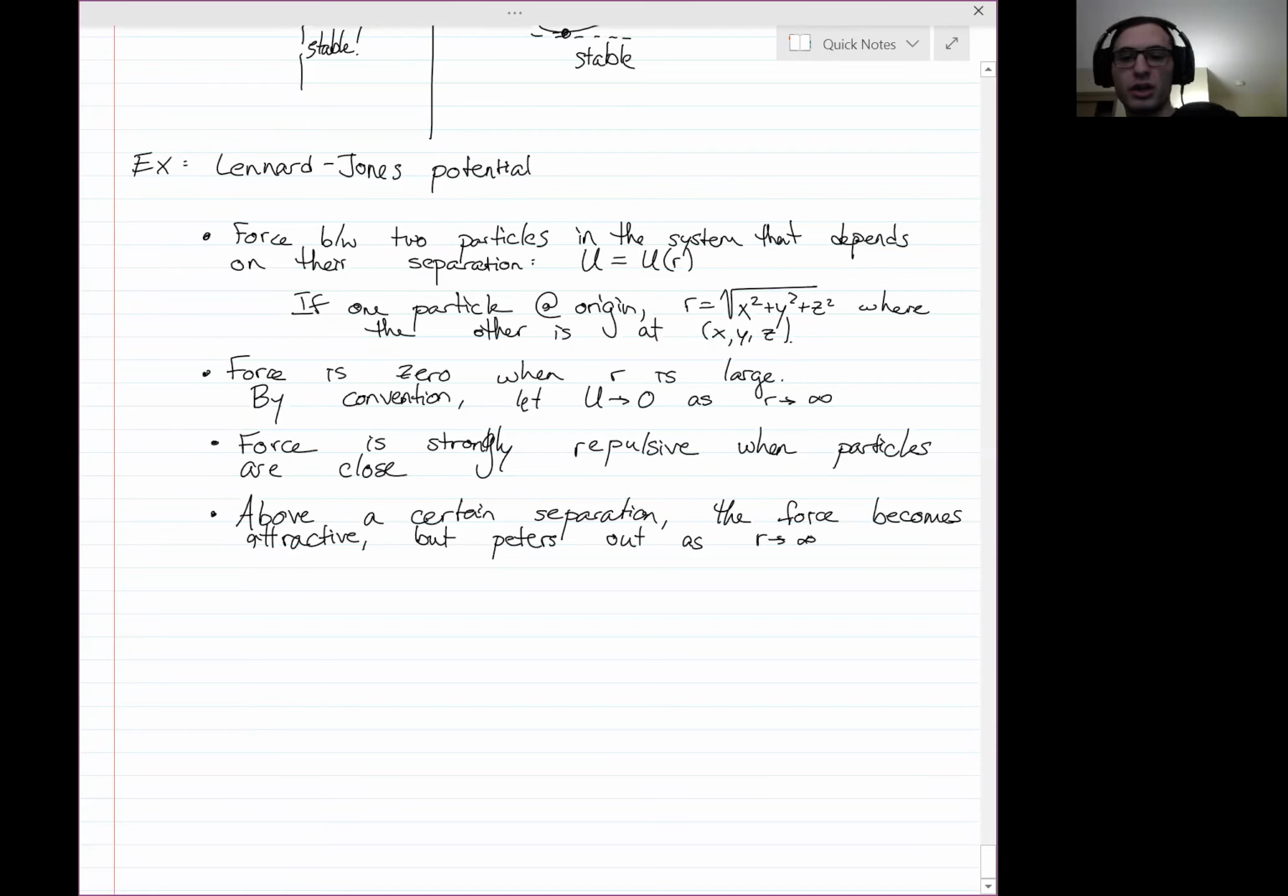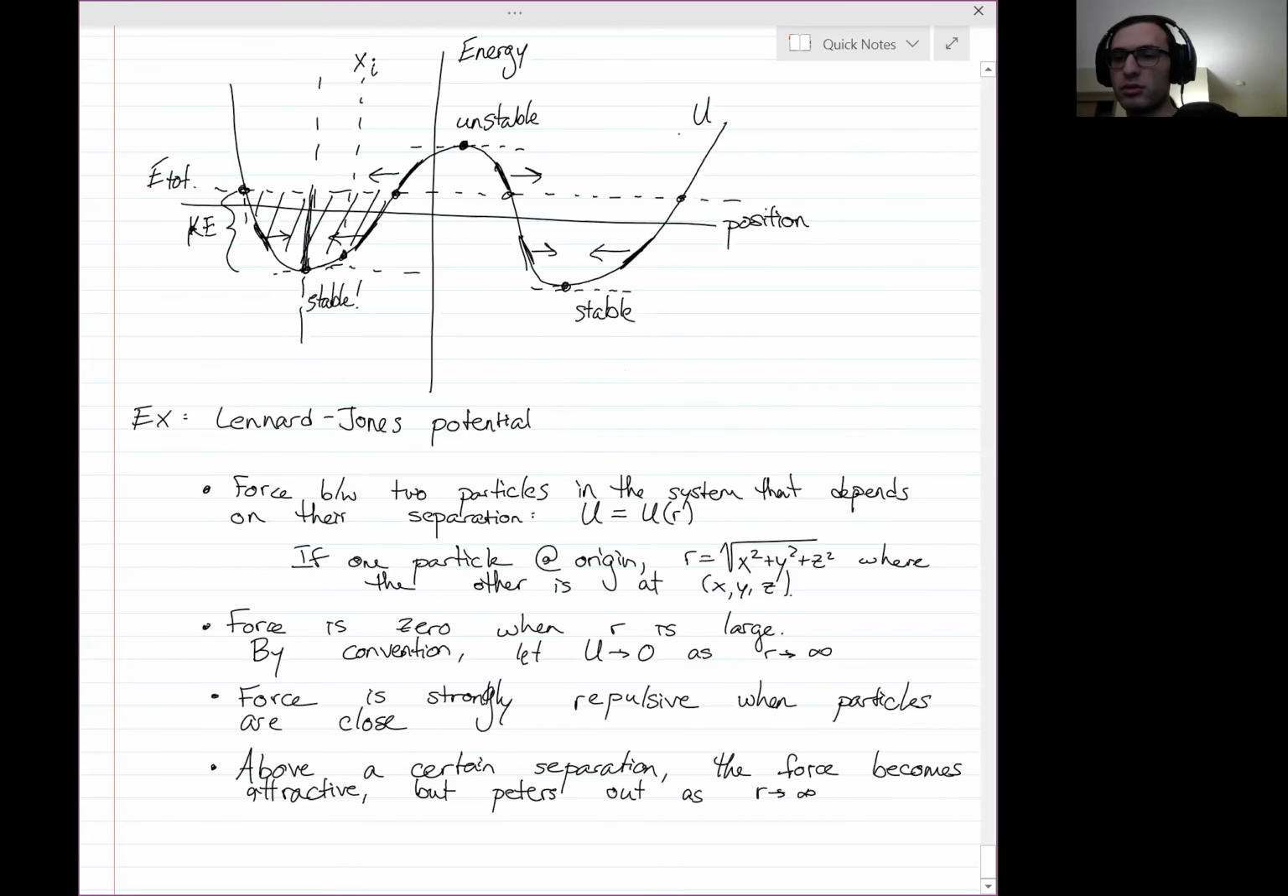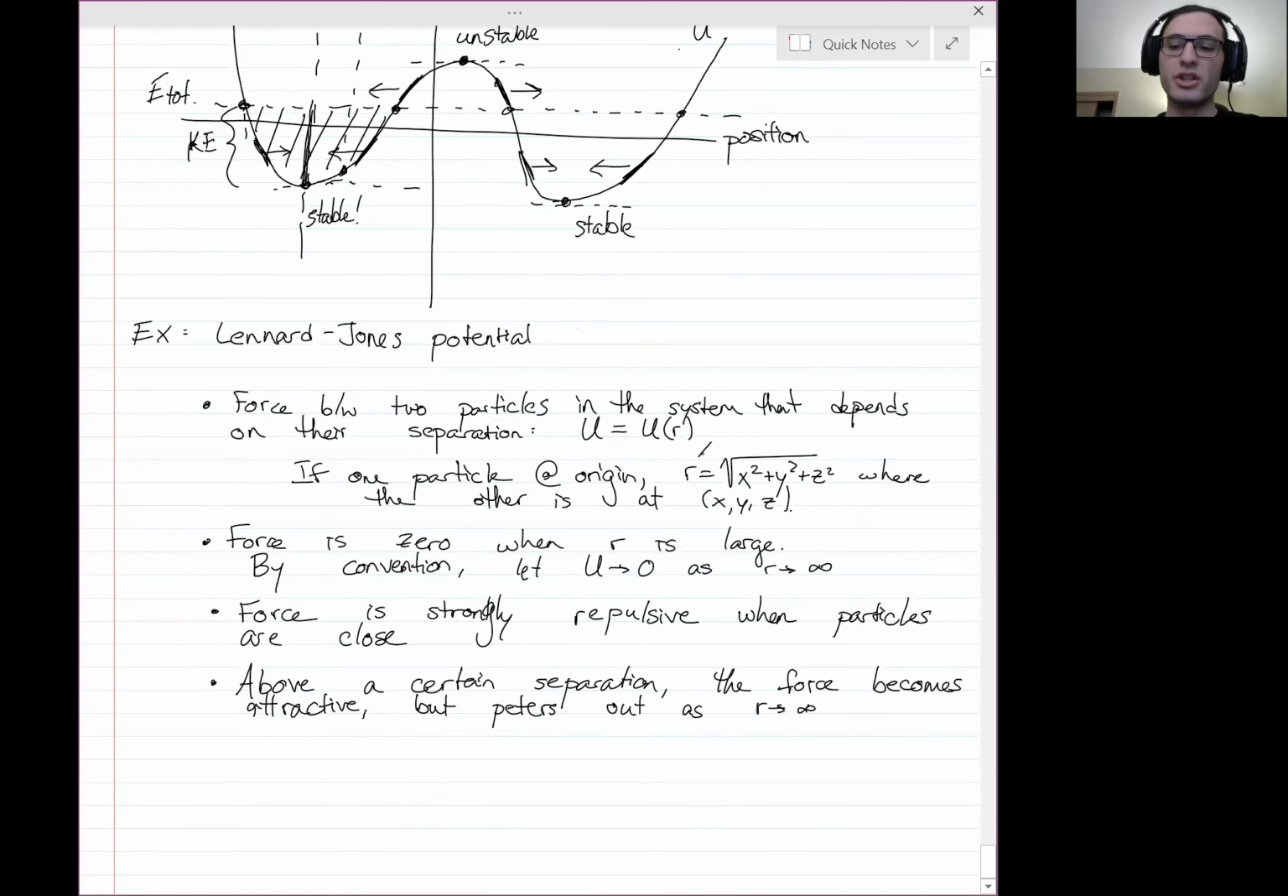What's r? Lowercase r is just the distance between the two particles that we're modeling.